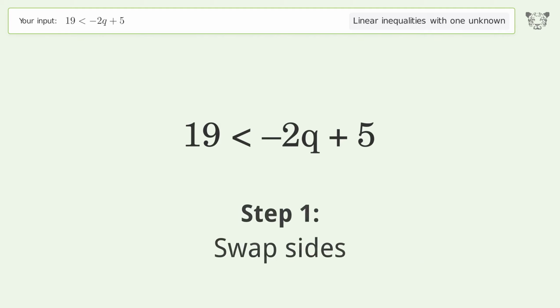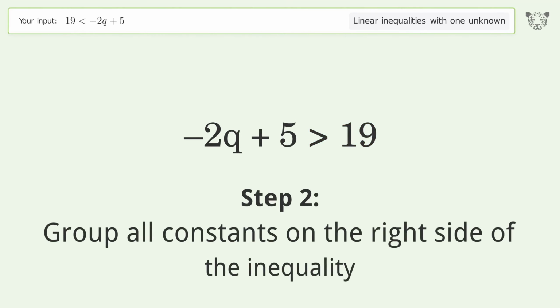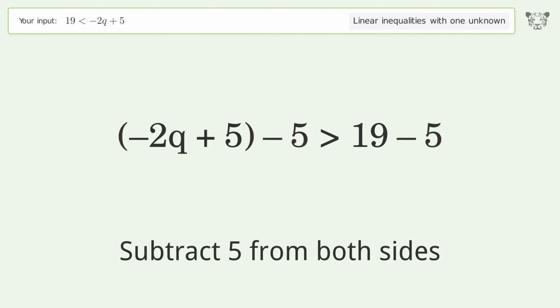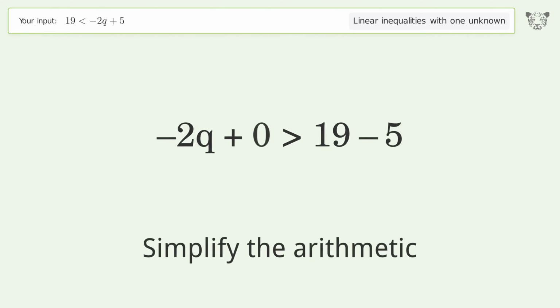Swap sides. Group all constants on the right side of the inequality. Subtract 5 from both sides. Simplify the arithmetic.